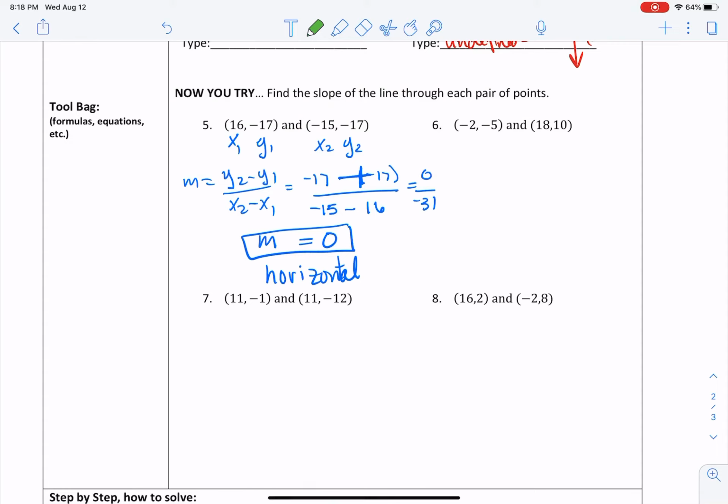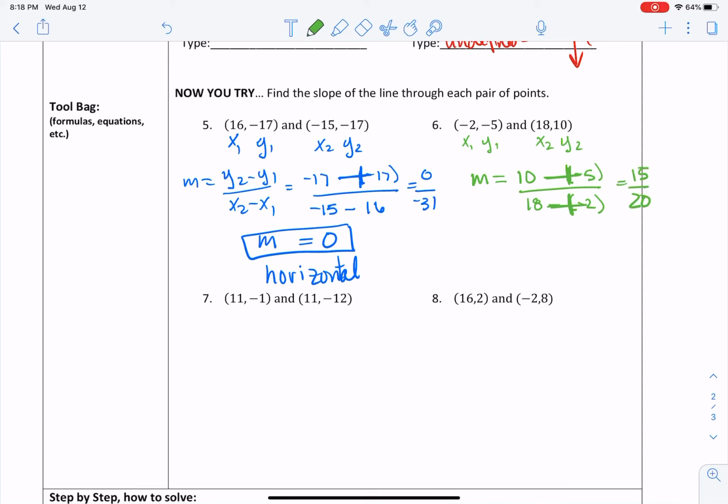All right, for number 6, x1, y1, x2, y2. M equals y2 is 10 minus a negative 5 over 18 minus a negative 2. This changes to a positive and a positive, which gives us 15 over 20.